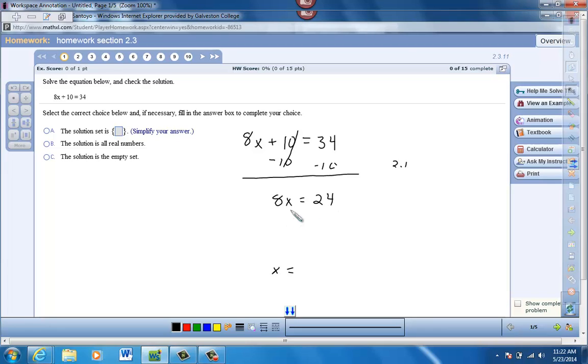Okay, now we want to get x to have a coefficient of 1, so we need to get rid of this 8 and turn it into a 1. Well, from here we do our division property. We divide by 8 because 8 divided by 8 will give us a coefficient of 1. What you do to one side of the equal sign, once again you do to the other side. Those 8 cancel out. 24 divided by 8 gives us a solution of 3. Once again, make sure you check your work.